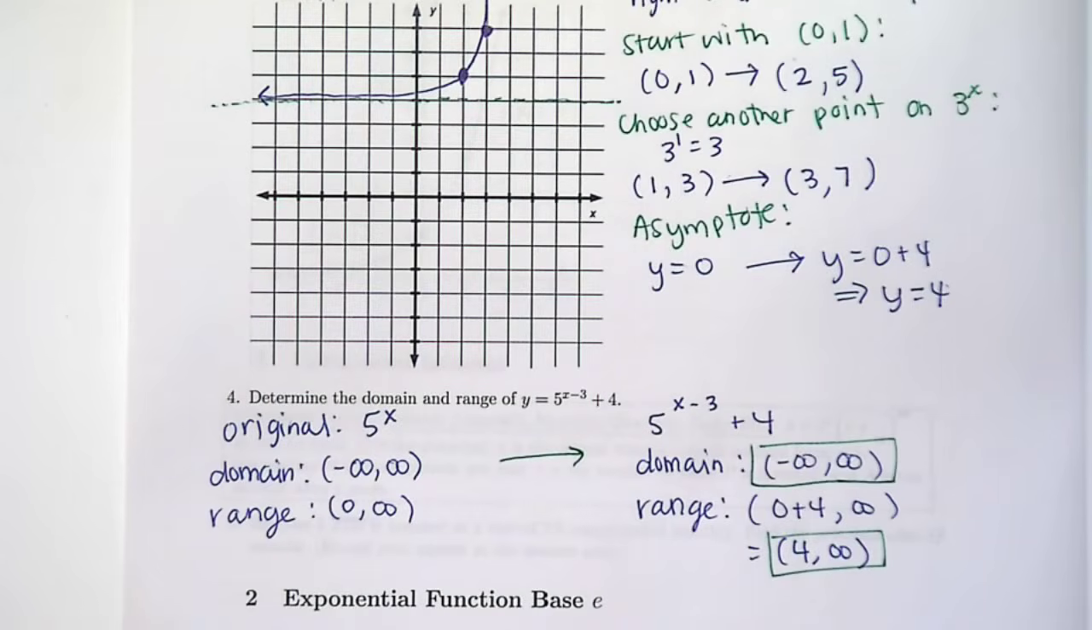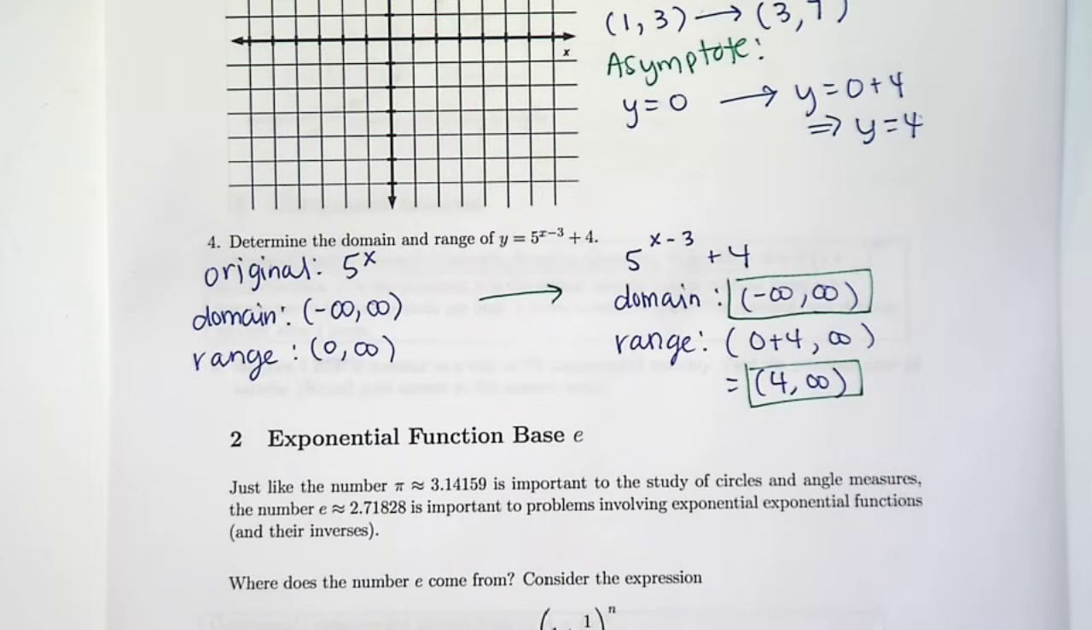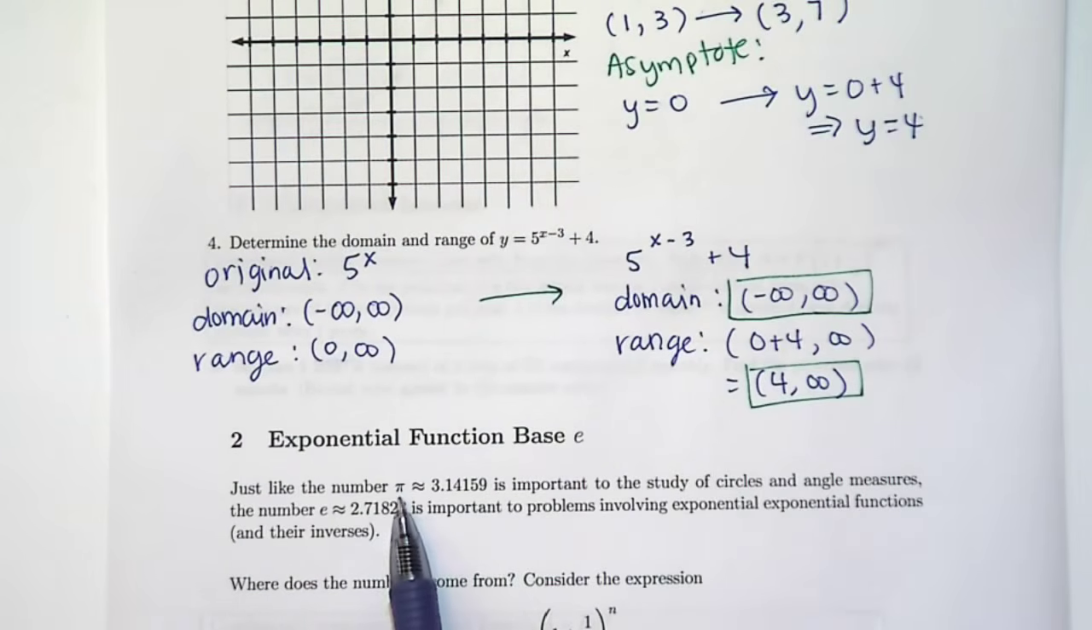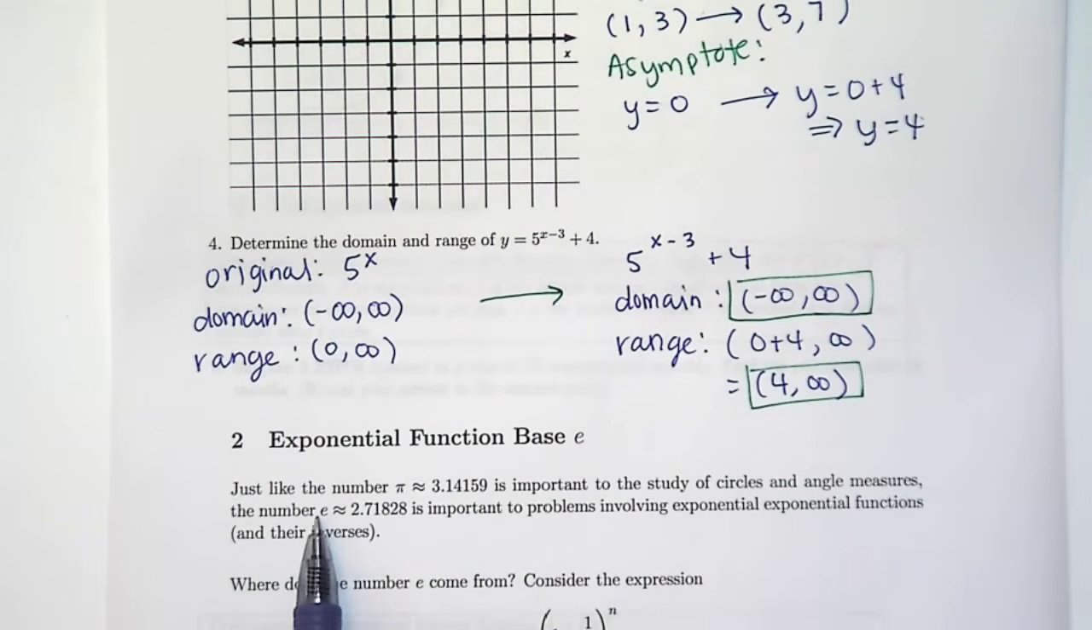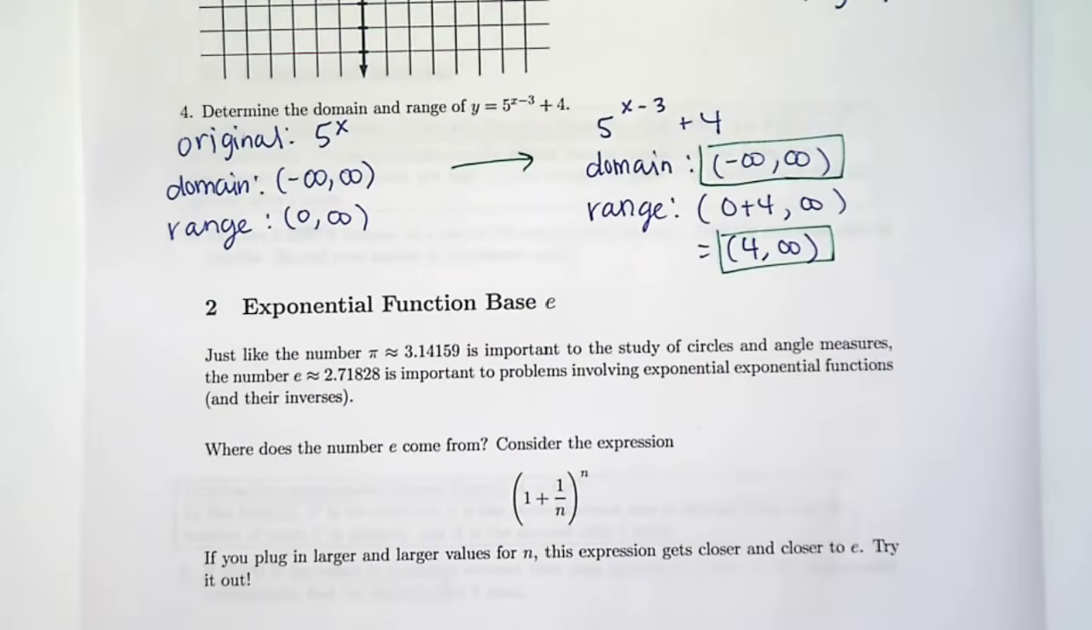Now let's talk about the exponential function with base e. It's very easy to think of e as a variable, but it's not. It's just like the number pi. Pi has a symbol, but it's really the number 3.14. Same thing with e. E has a symbol, but it's actually the number 2.71, and so on. This is a nice exercise to think about.